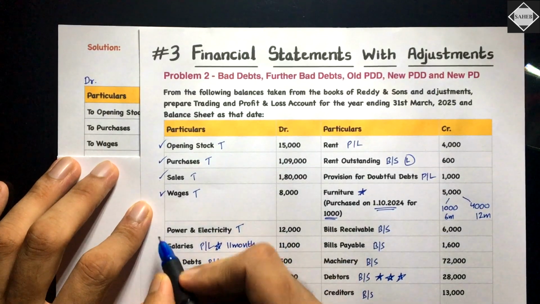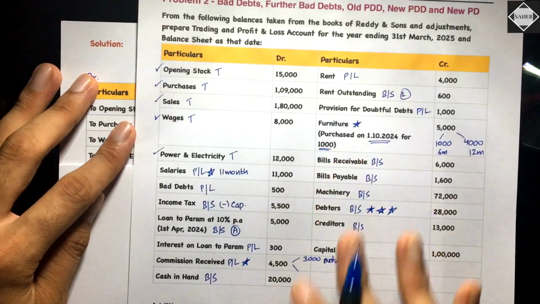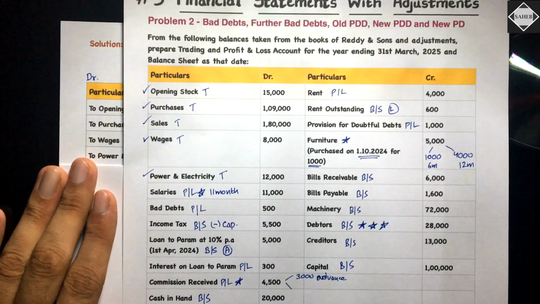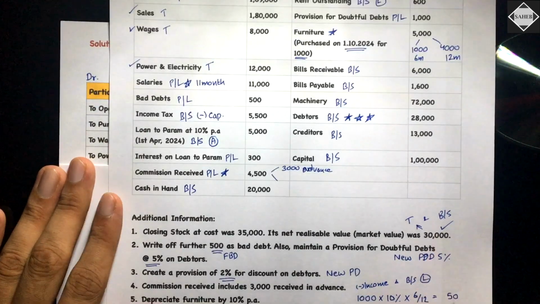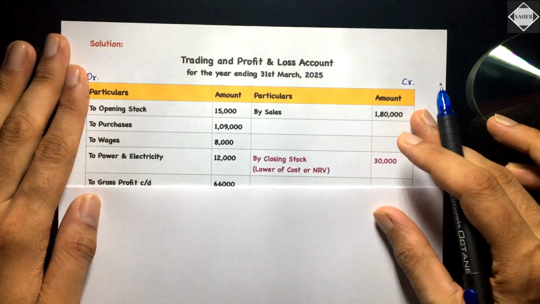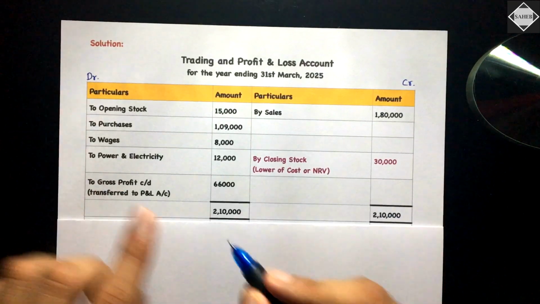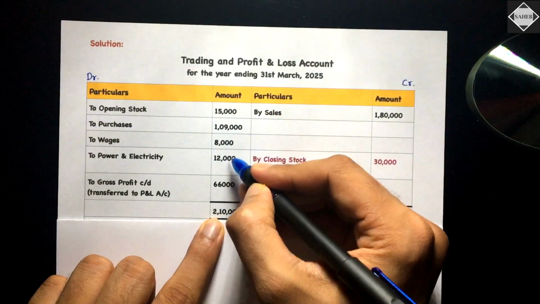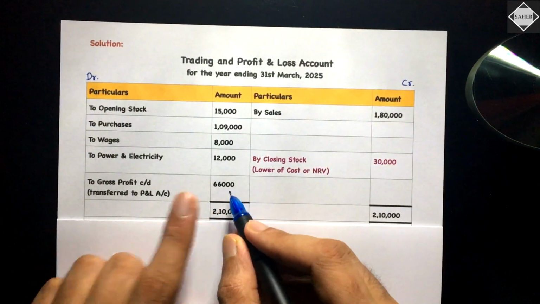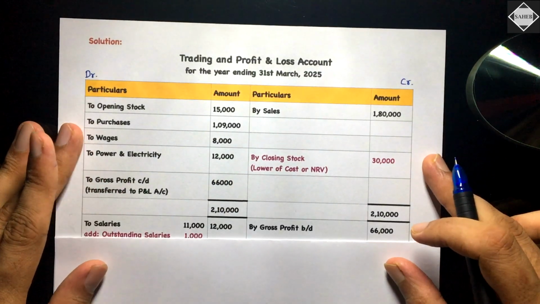Power and electricity 12,000. Let's take it easy. Then is there anything else regarding the trading account? Nothing, right? So just take the closing stock 30,000, the lower of cost and net realizable value, which will come on the credit side of the trading account by closing stock 30,000. Now let's balance out the trading account. 1,80,000 plus 30,000, that's 2,10,000. 2,10,000 on this side, and then if you subtract all this, you get 66,000 as the gross profit. This gross profit will flow over here by gross profit 66,000.